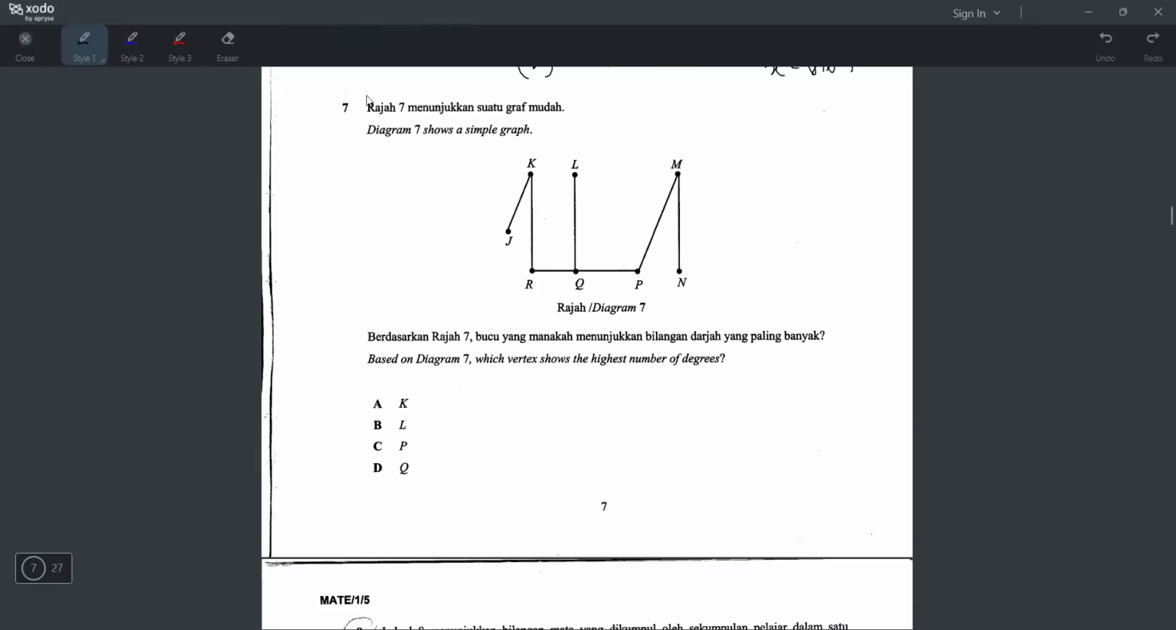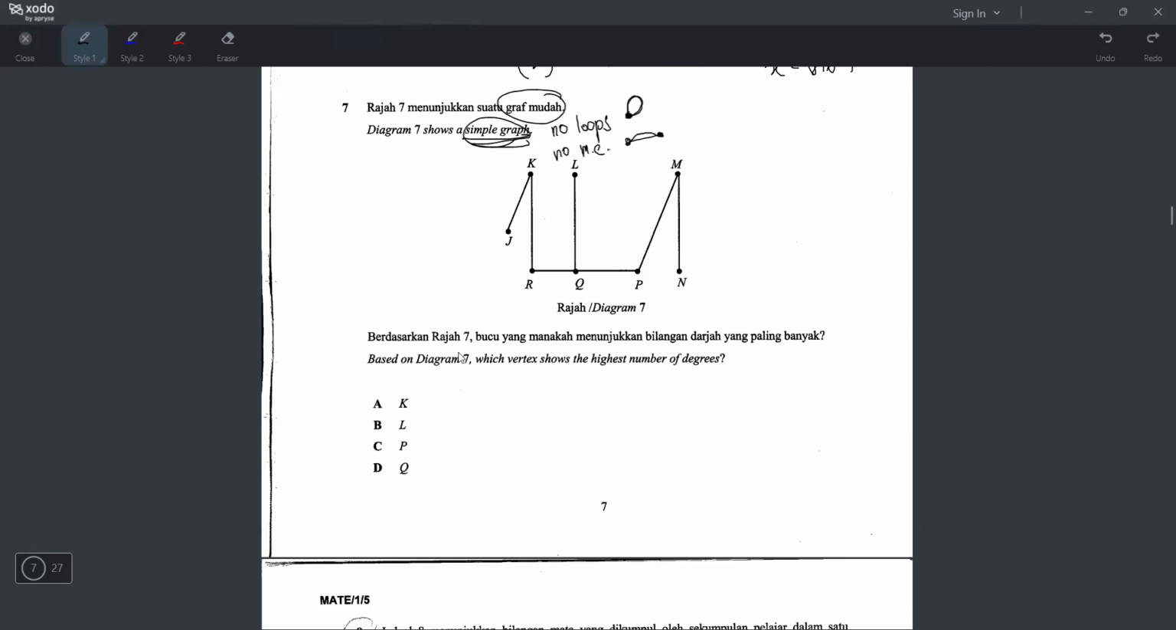Okay, let's keep going. Number 7. Diagram 7 shows a simple graph. What is a simple graph? Simple graph means the graph has no loops and no multiple edges. Loops are like this. Multiple edges are like this, right? And what's the difference? Loops only involve one vertex, but multiple edges involve two vertices. This one you need to know. So this is a simple graph.